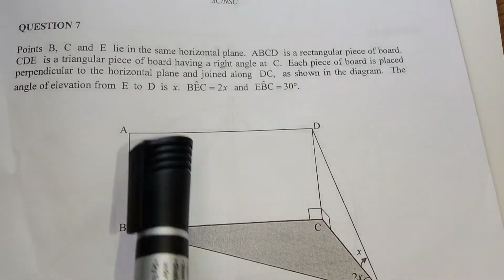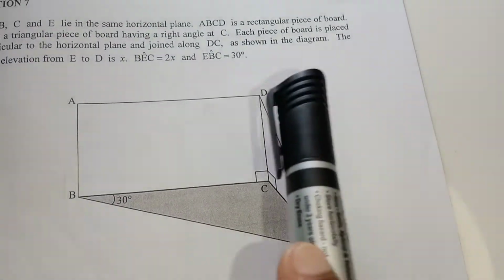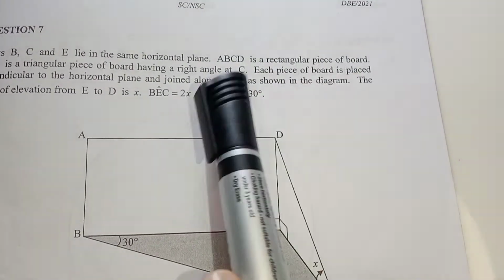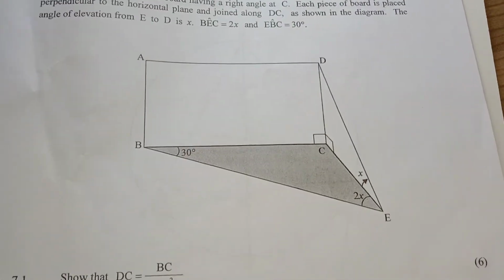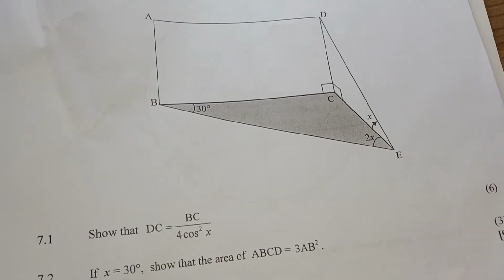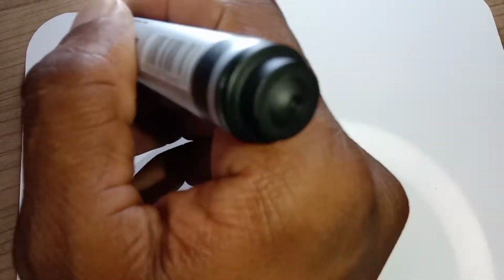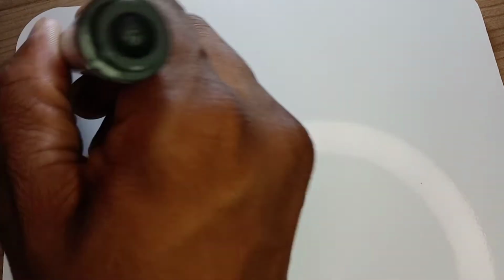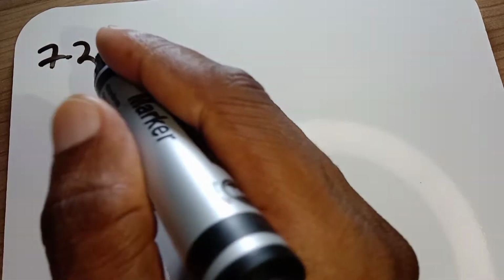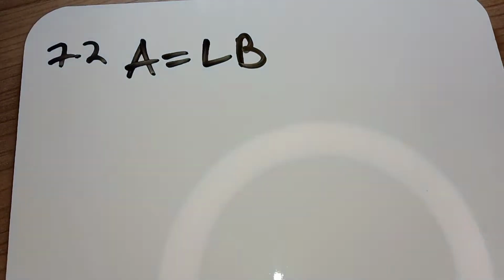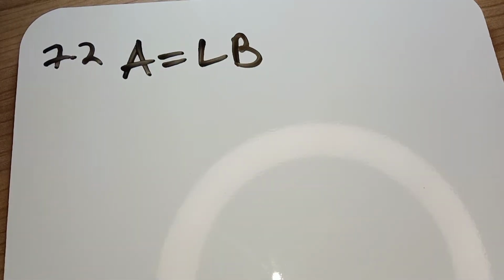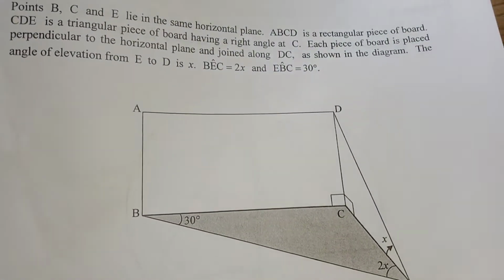We have ABCD there, okay? And we are told that ABCD is a rectangle, and we know that the area of a rectangle is length multiplied by breadth there, okay? This is the shape that we have, okay?